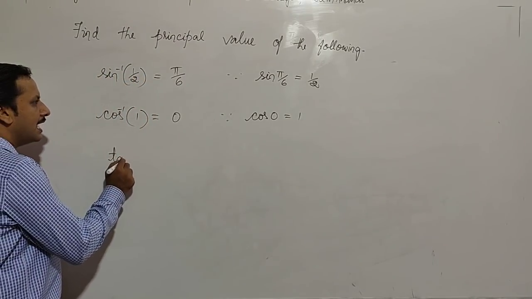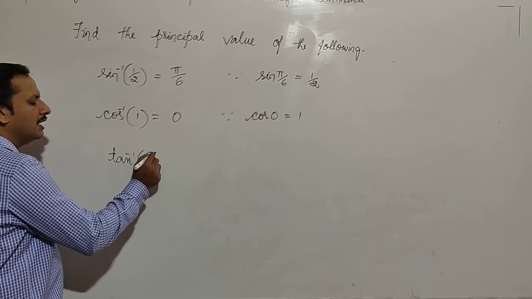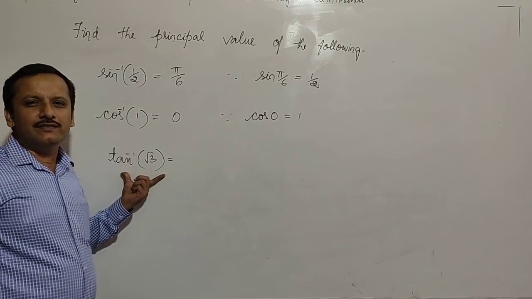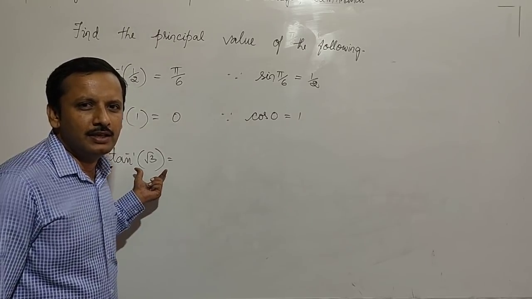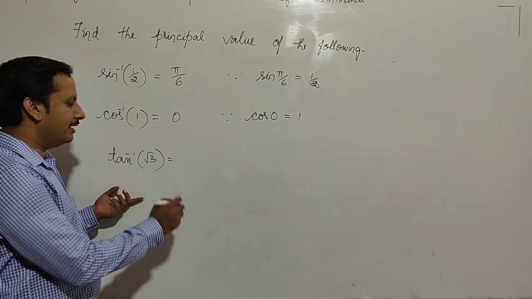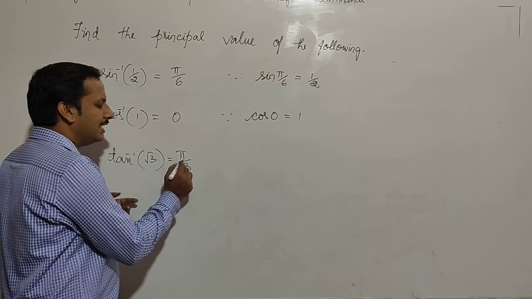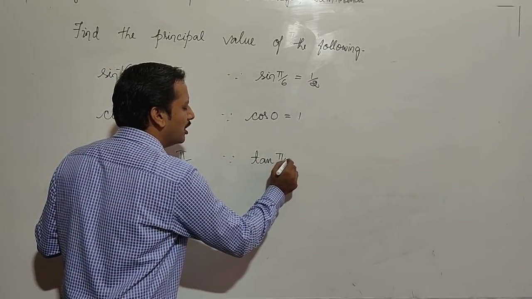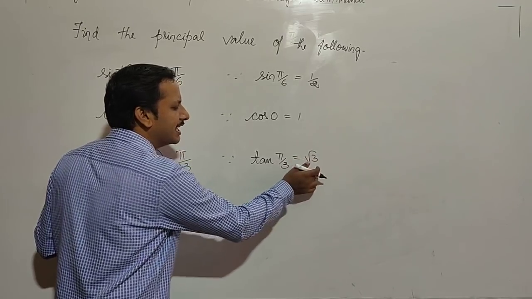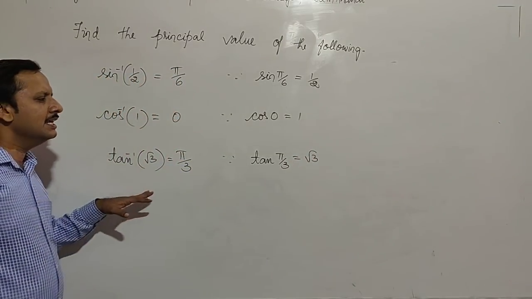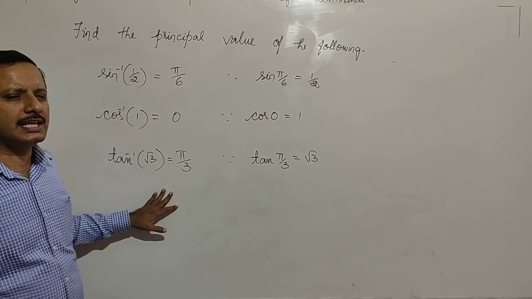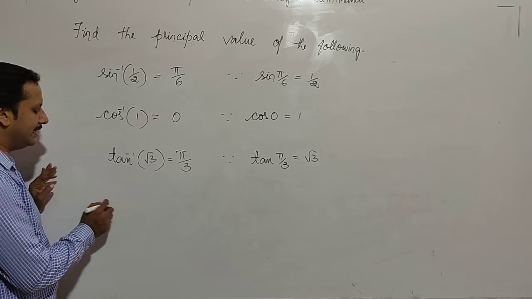Then tan inverse of root 3. Can you tell what is the value of tan inverse root 3? Yes, you are right. It is pi by 3, because tan pi by 3 is equal to root 3. As tan pi by 3 or tan 60 degree is equal to root 3, we can say that tan inverse of root 3 is equal to pi by 3.